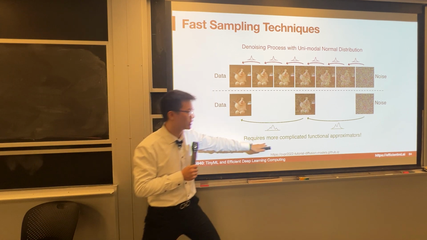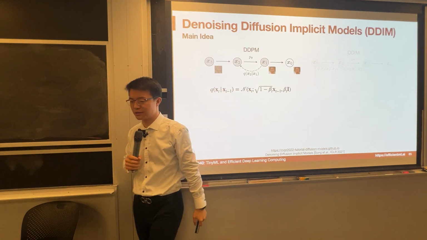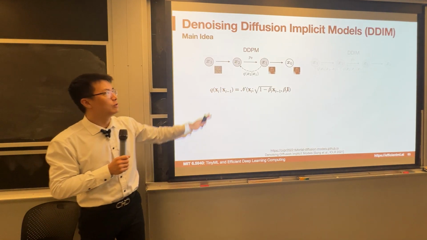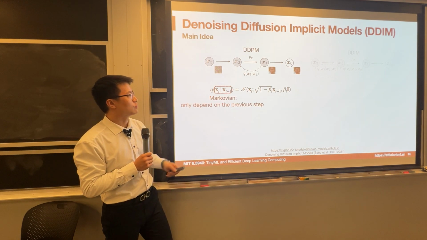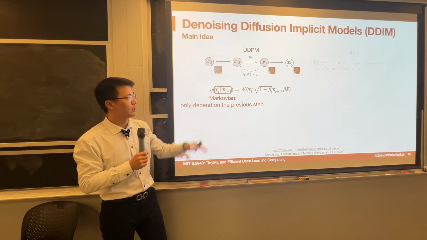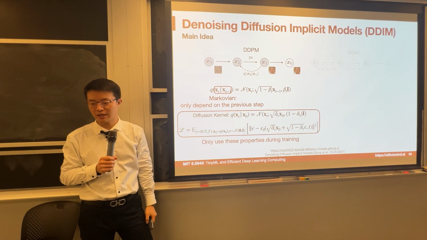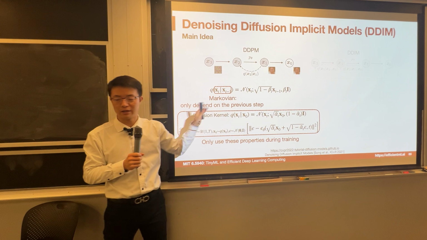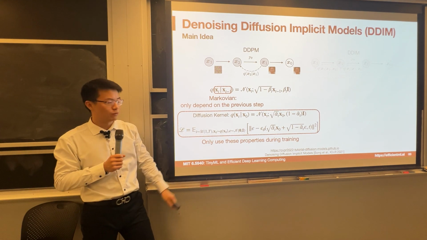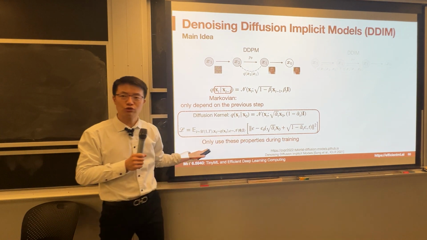But that requires more complicated functional approximations. So the original DDPM we learned so far assumes a Markovian process, right? So the next t only depends on the previous time step. Okay, that's how we get this equation. We only use these properties during training.